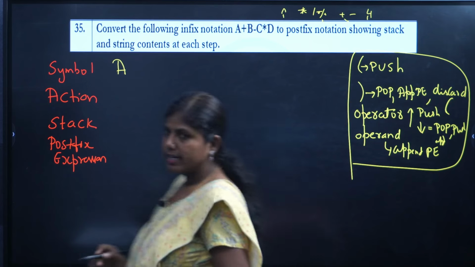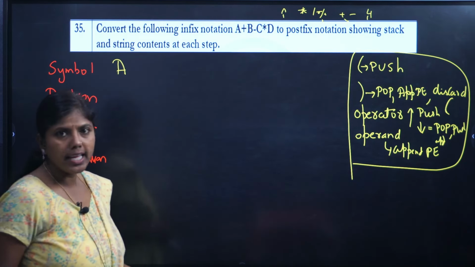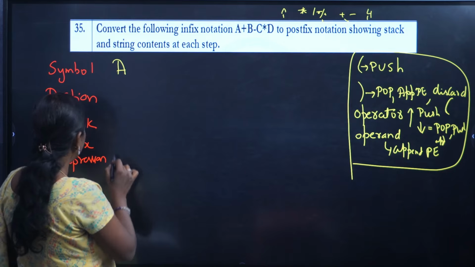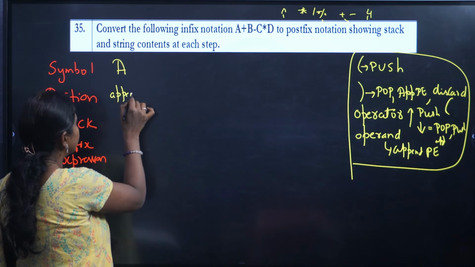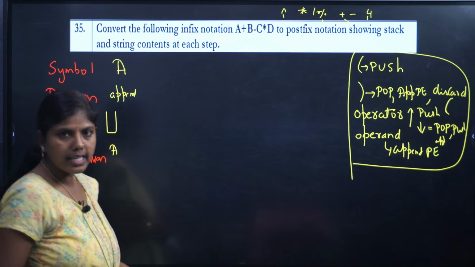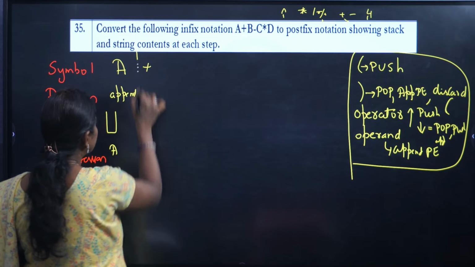Okay, let me write it. So what is this? I got A. What do I have to do with A? A is going to be an operand. Operand means you simply have to append. So I'm going to write A here. What is in the stack? Nothing is there in the stack. Then we have this plus. If I get this plus, what do I have to do?